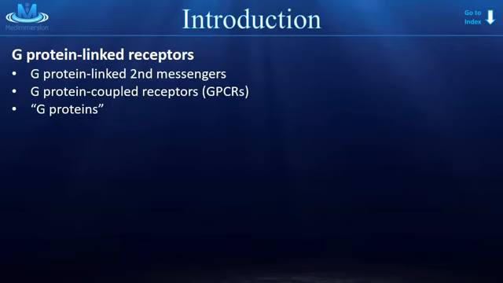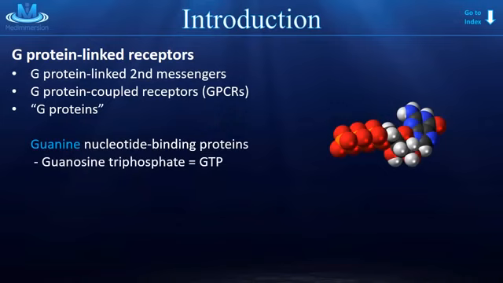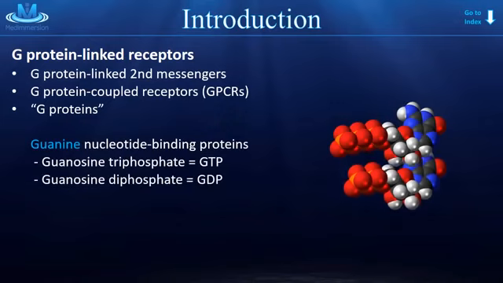But first off, what does the G stand for? Why is it G protein? Well, the G stands for guanine. These are guanine nucleotide binding proteins, meaning that they bind guanine nucleotides, like, for example, guanosine triphosphate, or its slightly shorter little brother, guanosine diphosphate.